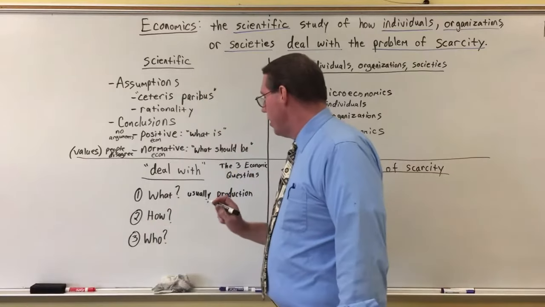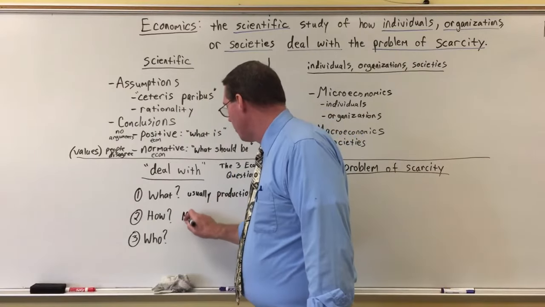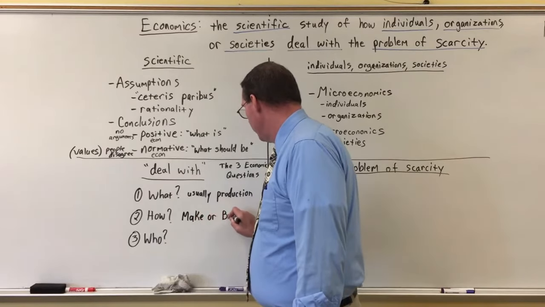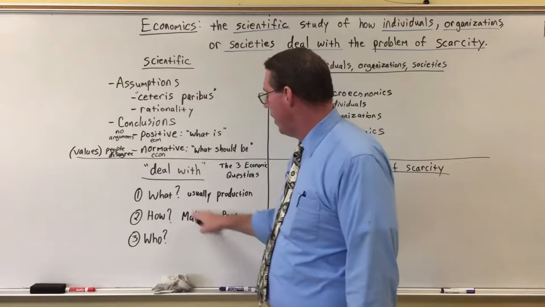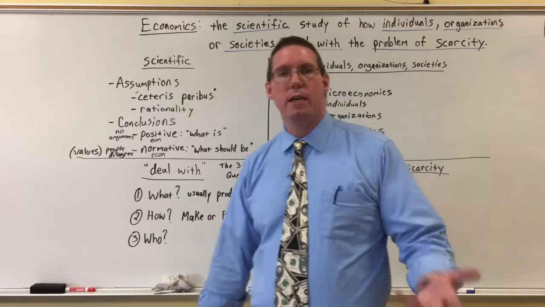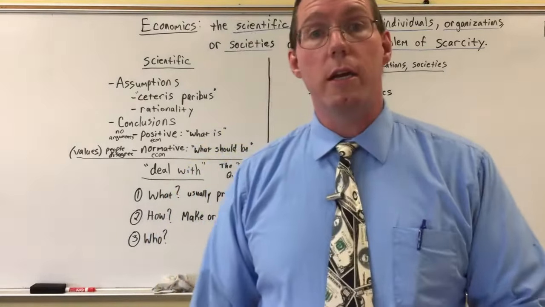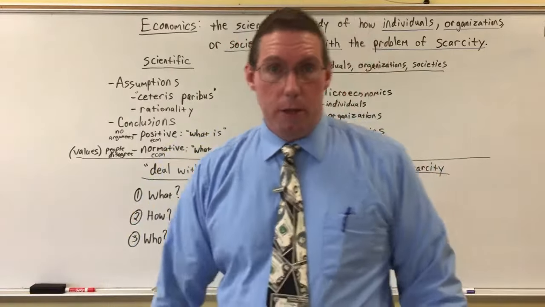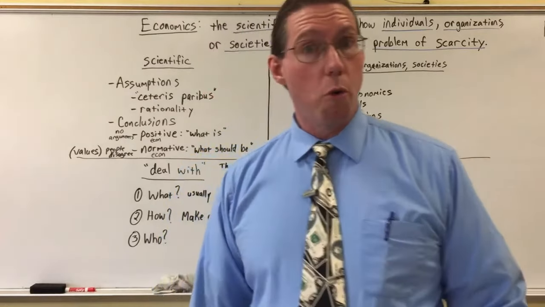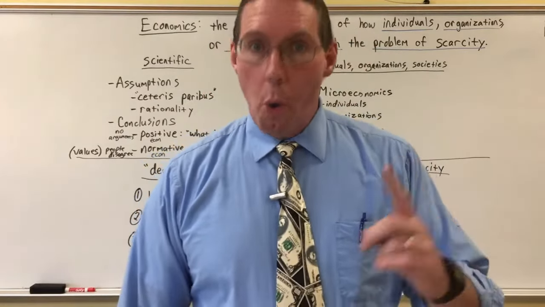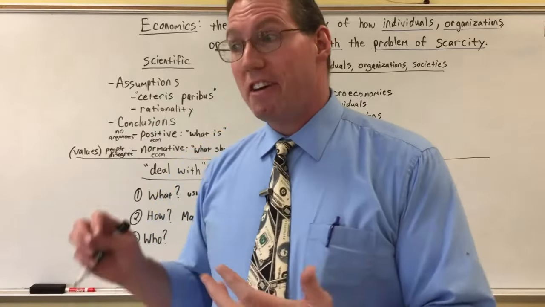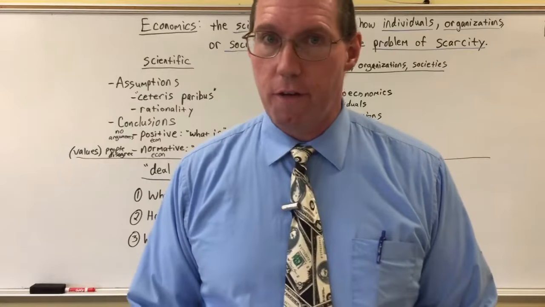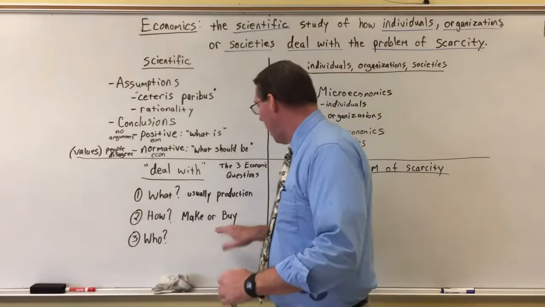The how question is usually what's called, write this down, the make or buy decision. And here's what I mean by that. How are we going to deal with this fact that we need food? Let's say that you know that you need milk. Well, mainly there's two ways of getting milk. You can either go to the store and buy milk, or you can have a cow in your backyard and you can go milk the cow yourself. That is called the make or buy decision.